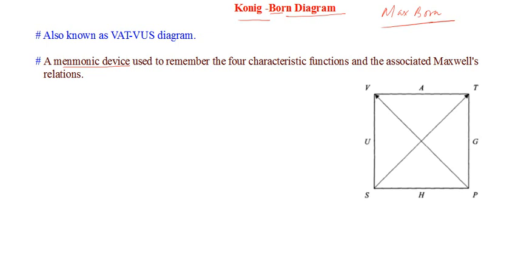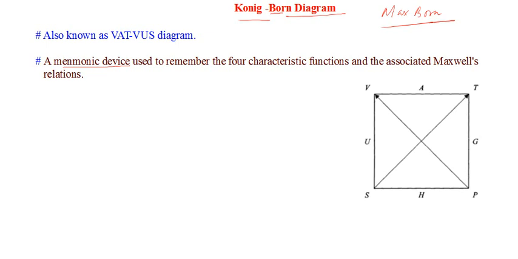Similarly, the Koenig-Born diagram is used commonly, universally, as a technique to remember Maxwell's relations or the four characteristic functions with their natural variables. I think by now you have already mastered all those equations, because we have been repeating things in different ways with a little bit of investment of time. By now you must have memorized the equations. But let me introduce what actually the Koenig-Born diagram is.